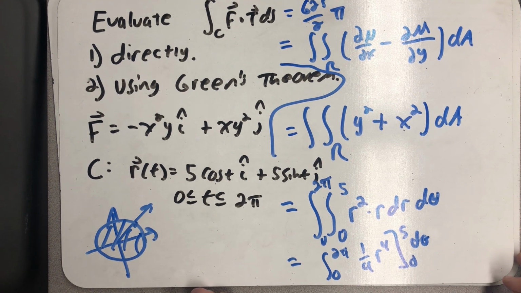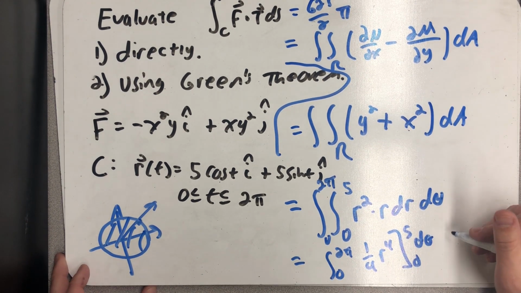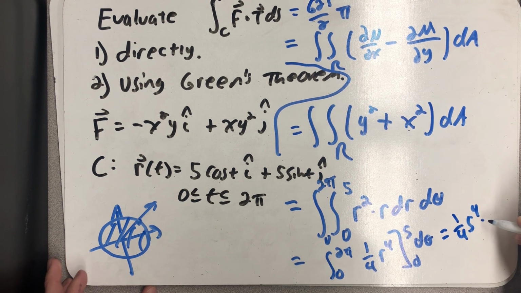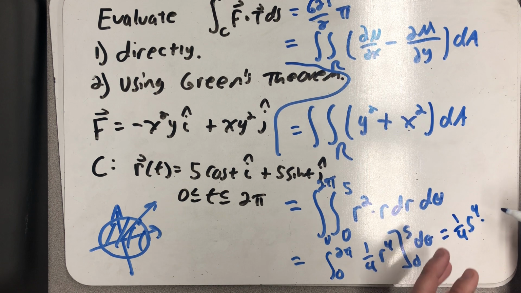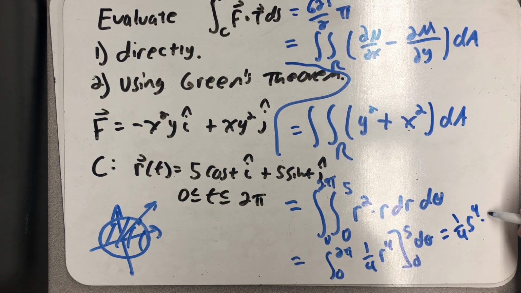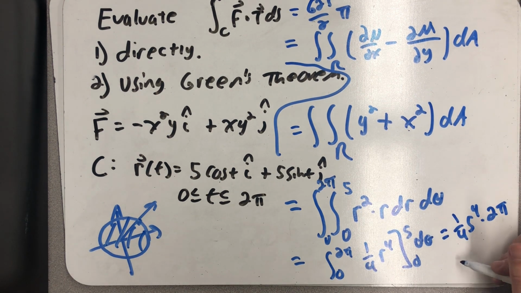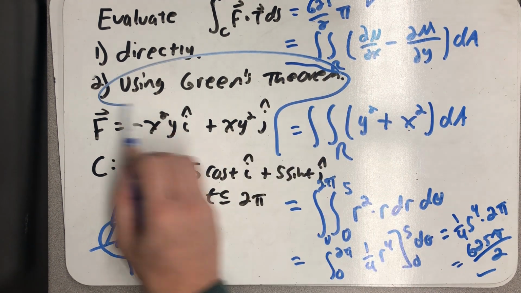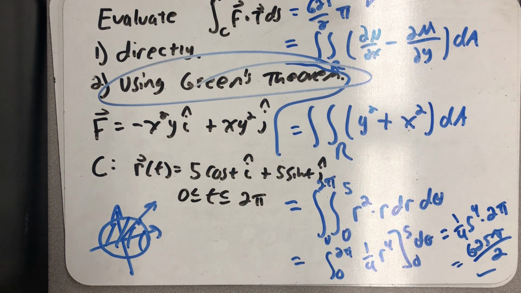And so I need to raise 5 to the 4th power. So I get 1/4, 5 to the 4th power, times, and I can go on and imagine integrating with respect to theta, and that would be theta evaluated from 0 to 2 pi, so it would just be 2 times pi. All right, well, 5 to the 4th is 625. The 4 and the 2 reduce, I get 625 pi over 2. And we get the same thing both times, and I think Green's theorem here gives me an easier way to approach this problem.